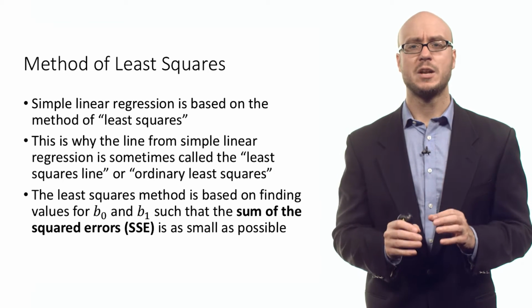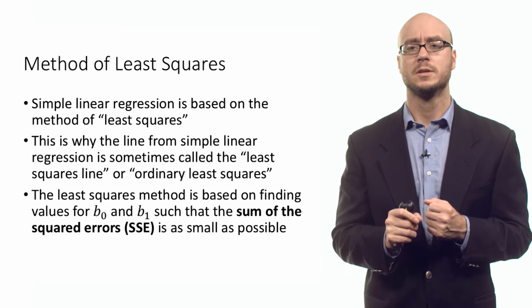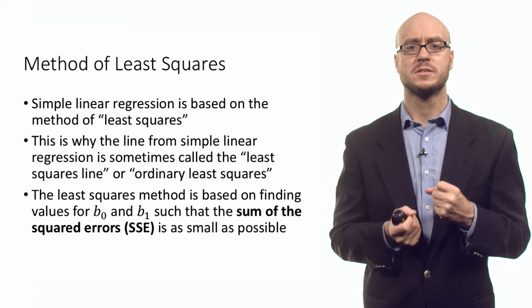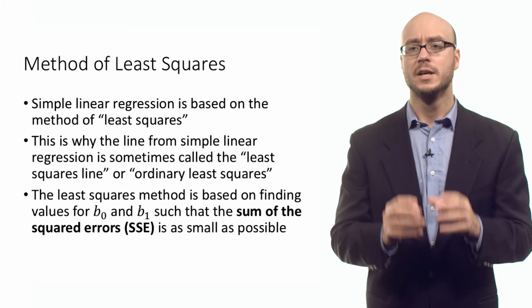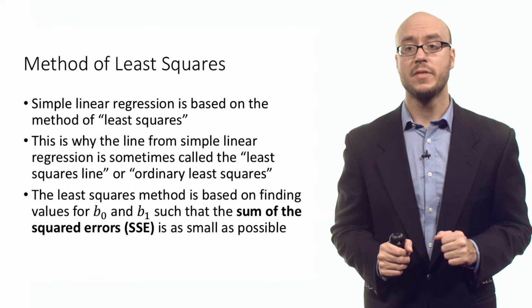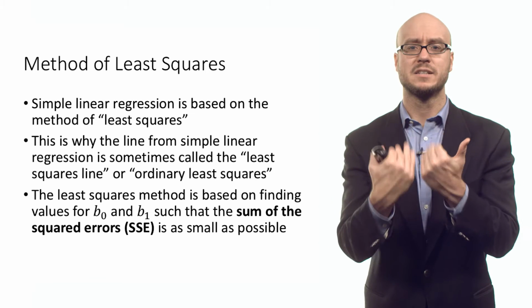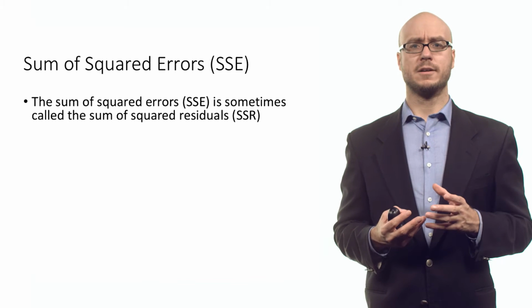The idea is that we try to find those particular values of the intercept and slope. There's one value for the intercept and slope such that when you add up all these squared errors, that sum of the squared errors is as small as possible. It's the least squares method. We're trying to get this sum of squared errors and make that as small as possible. It's the least squares.